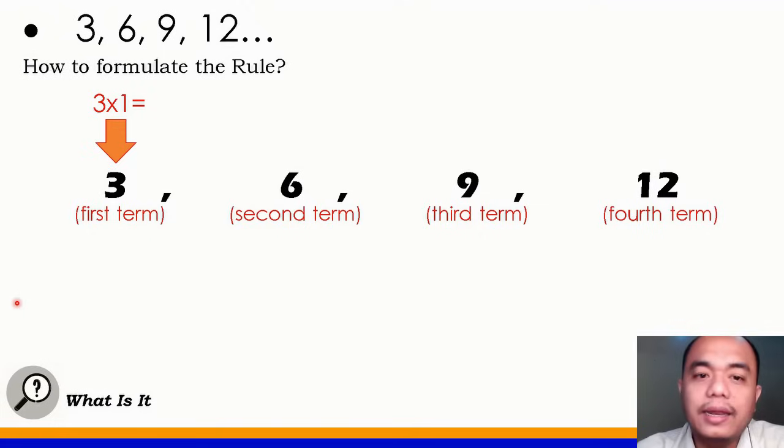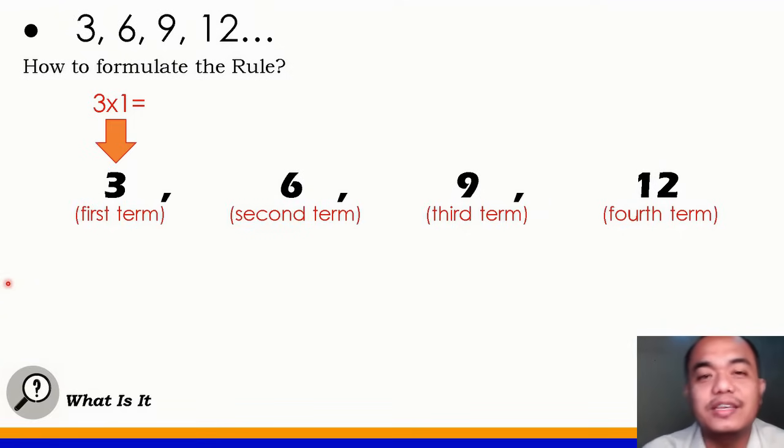Next, 2. Let's use 2. And then, how do we get 6 if we use 2? Paano natin makukuha yung 6 kung gagamitin natin yung 2? Saan ba natin kinuha yung 2? Nakuha natin yung 2 sa term number ng 6, which is 2. Kaya gagamitin natin yung second term na to, and we will use number 2 to represent the second term, right? Paano natin gagamitin ang 2 para makuha natin yung 6?